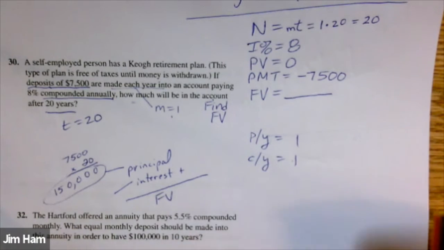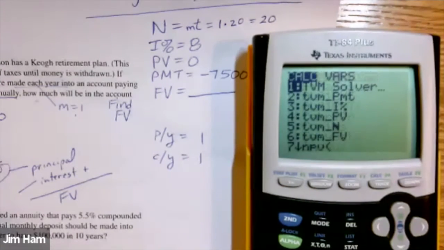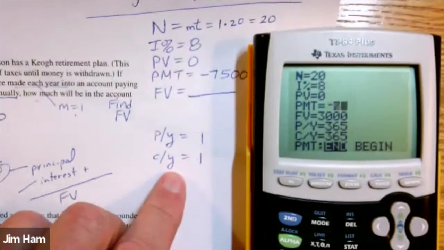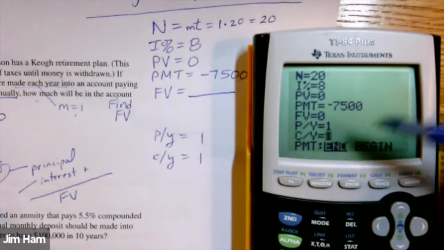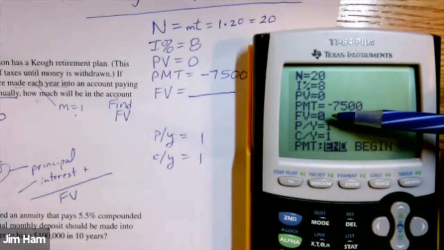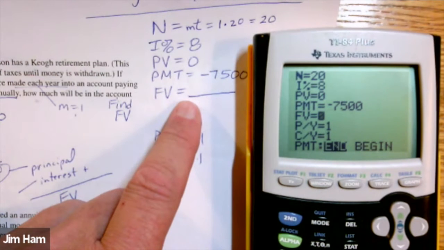All right, let's type things into the TVM solver. We got 20 and 8 and 0 and negative 7,500. And that's what we're trying to calculate. And those numbers down here are ones. This is always end. So go back up to what you're trying to calculate, the future value. It will not allow you to advance if you leave it blank, so you can't go up or down until you put something in that. So usually I just put a 0 and pass by and then come back to it.